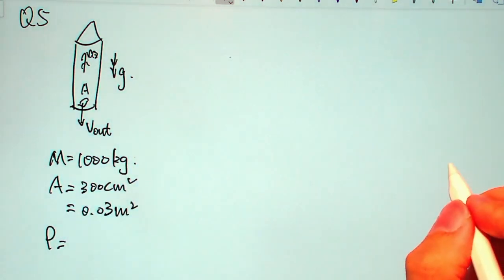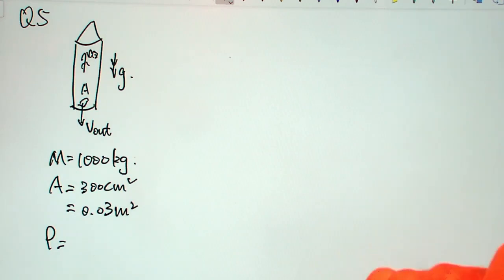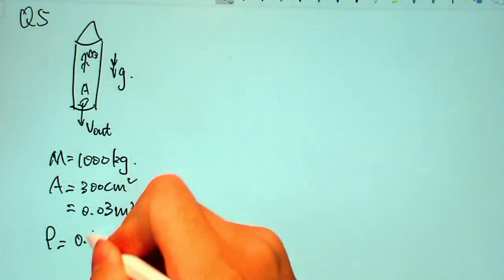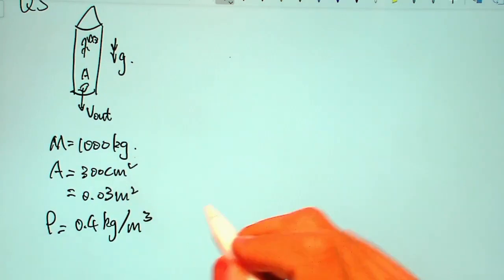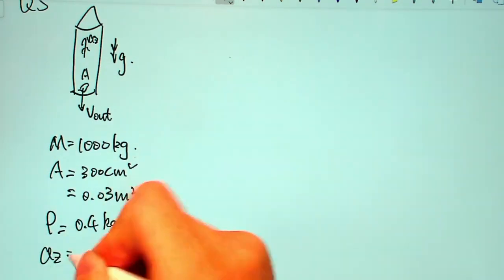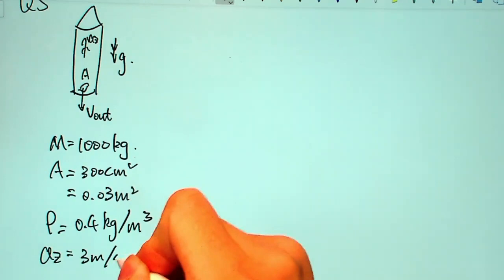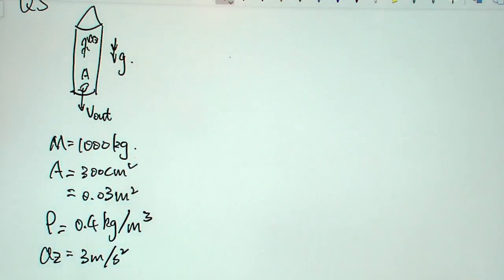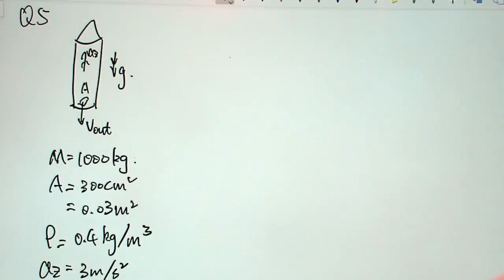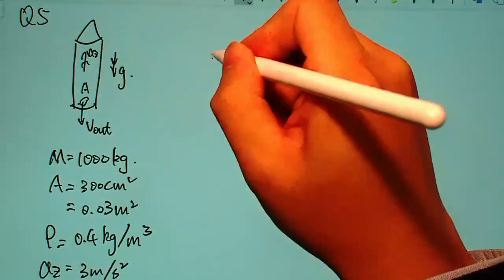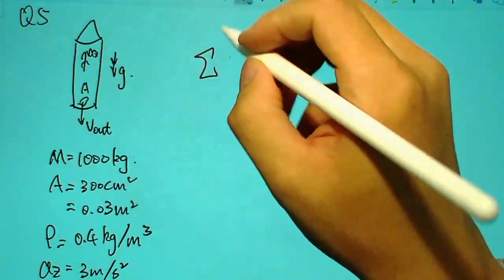This is the density of the hot exhausted gas, so that is 0.4 kilogram per cubic meter. And we have the vertical acceleration as 3 meters per second squared. Then it asks to calculate the velocity of the exhaust gas at the thrust. The first thing is we apply Newton's second law. This is quite obvious.